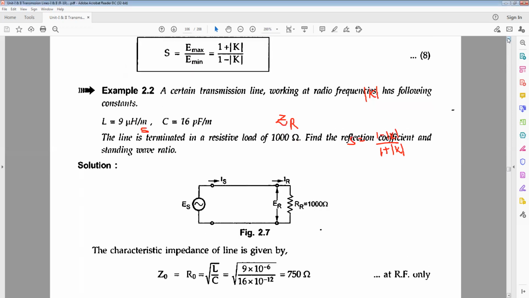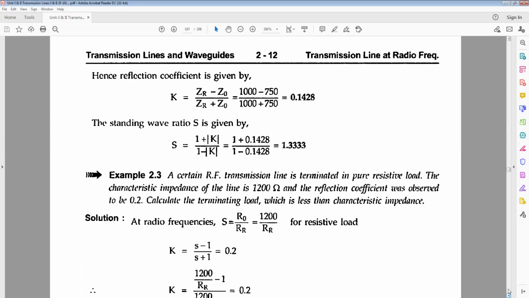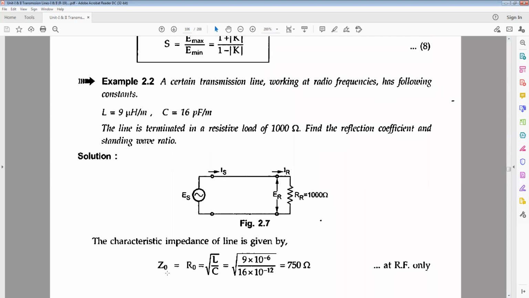See, previously we got the same thing. The plus is in the numerator and the denominator is a minus. Sorry, and here is a minus. S is equal to E maximum by E minimum. S is the standing wave ratio and K is the reflection coefficient. Using this, you can find out the reflection coefficient and the standing wave ratio. First of all, by using L and C, the characteristic impedance Z naught is equal to R naught, that is the root of L by C.